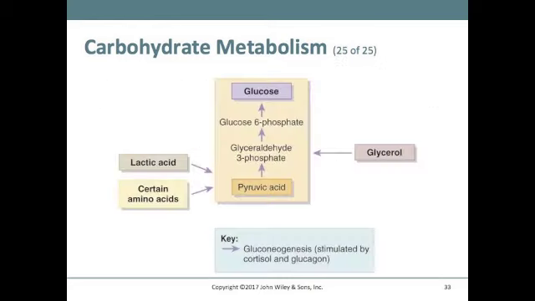And now we're looking at figure 25.12 on page 1013. Gluconeogenesis is the conversion of non-carbohydrate molecules such as amino acids, lactic acids, and glycerol into glucose. About 60% of the amino acids in the body can be used for gluconeogenesis.